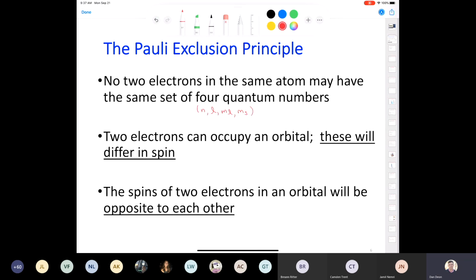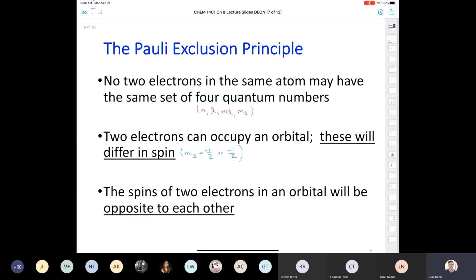Okay, and again, that Pauli exclusion principle says that 2 electrons can occupy an orbital, but they're going to have different spins, right? One will be plus a half, and one will be minus a half. So MS can equal plus a half or minus a half. The spins of the 2 electrons in the orbital will be opposite to each other. So again, plus and minus, those are opposites. So not really a bone-crushing, complicated concept there, I don't think.